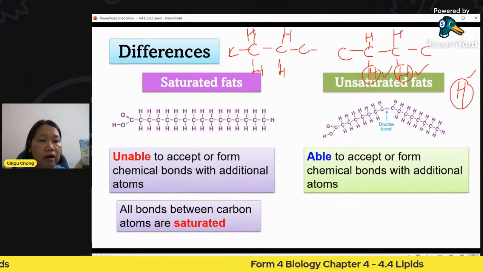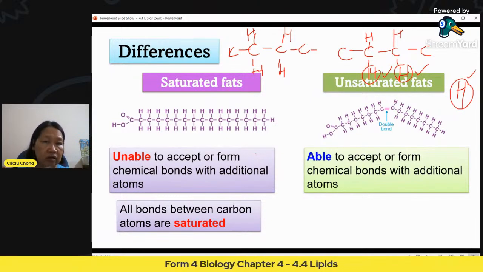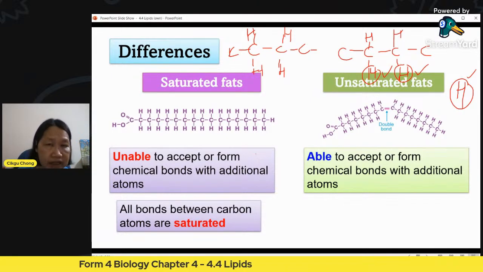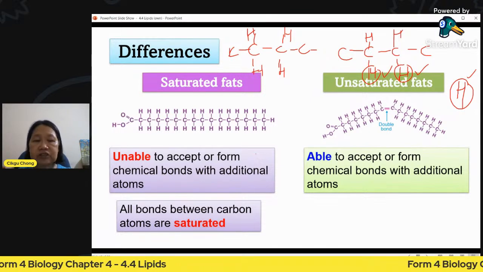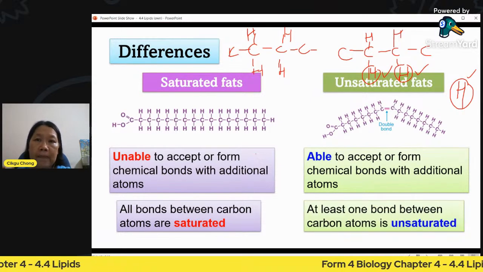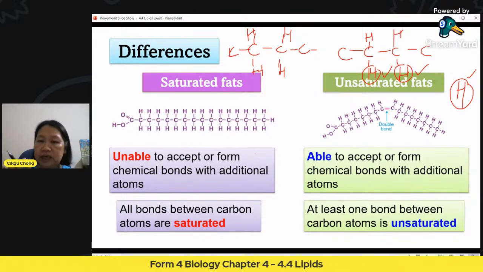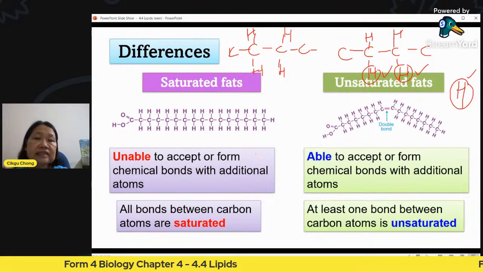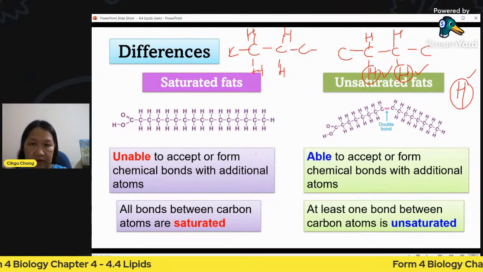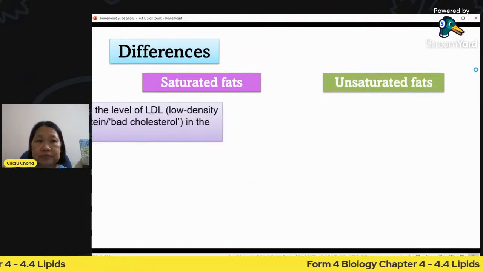And all bonds are saturated. For the saturated fat, all bonds are saturated, that means you cannot put in anything else. It means full. Saturated means full. For unsaturated fat, because you still can break the double bond, we say the bond is not full. So we say it's unsaturated. Clear? Right, a little bit more.